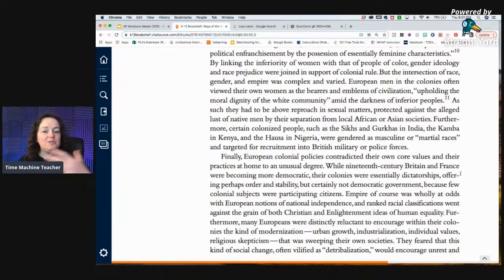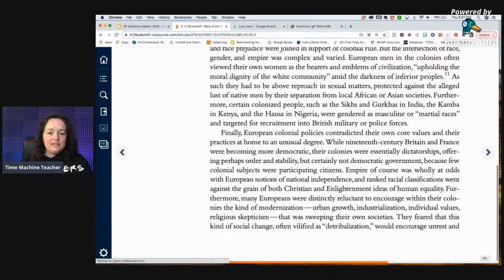So basically, they're using this ideology however they want, wherever they want. Because like in India, they're saying, oh no, they're too feminine to vote or be part of the government, and women can't do that. But in some places in Africa and in other places of India, the Sikhs and the Gurkhas, they were allowed to be in the British military. So basically, whatever fit their agenda, that's what they did.